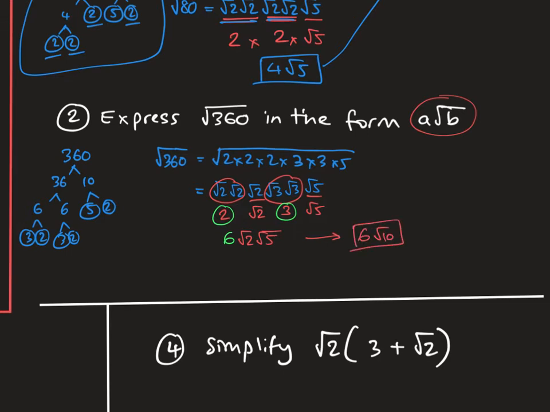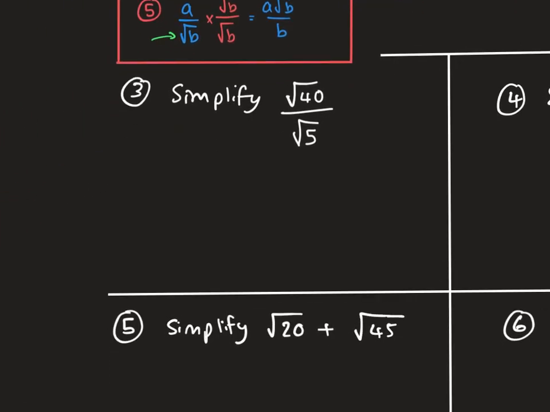I find this method of splitting numbers down into their prime factors very, very simple. Obviously, once you get your head around splitting that down, it allows you to arrive at the answer fairly easily with very little thought. Okay, so let's have a look at some other examples.